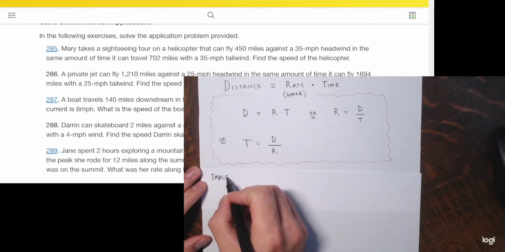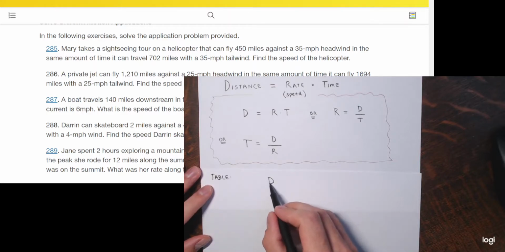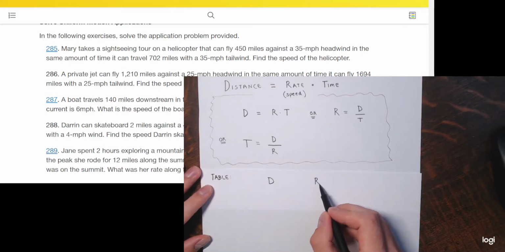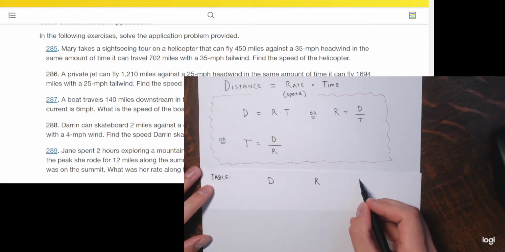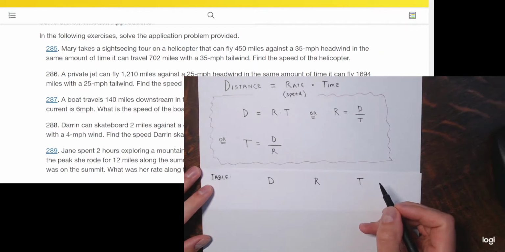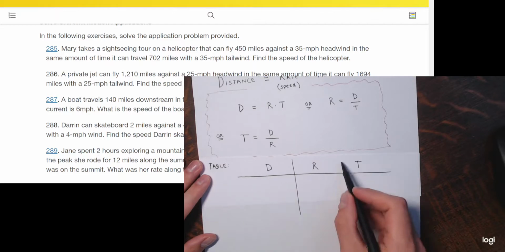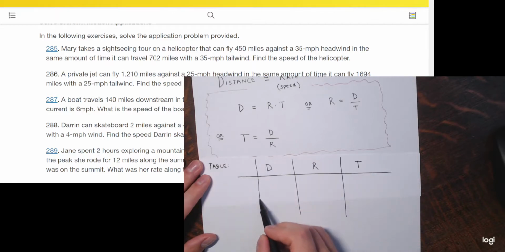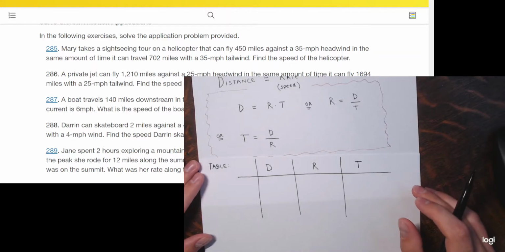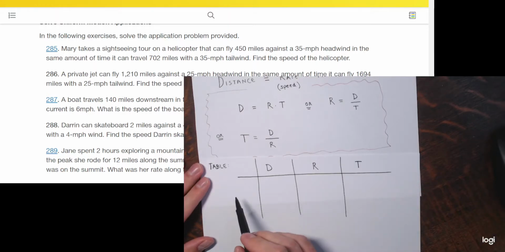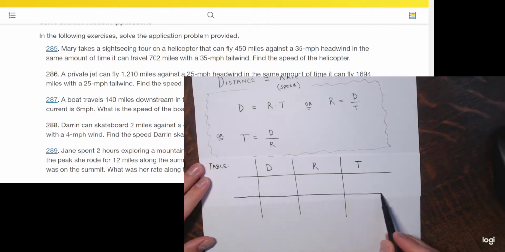I like to make a table where we have a distance column, a rate column or speed column, and a time column. And we actually make these into columns here. For all these distance, rate, time problems we're going to come across, there will most likely be 2 trips or 2 types of travel that are discussed. So I'm going to make this into a 3-column and 2 rows table, and each row will represent the different type of travel.